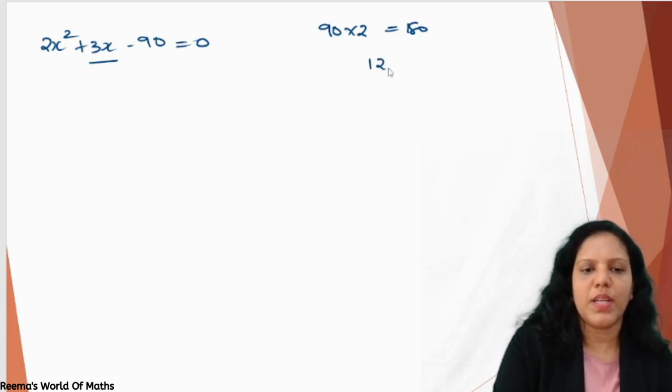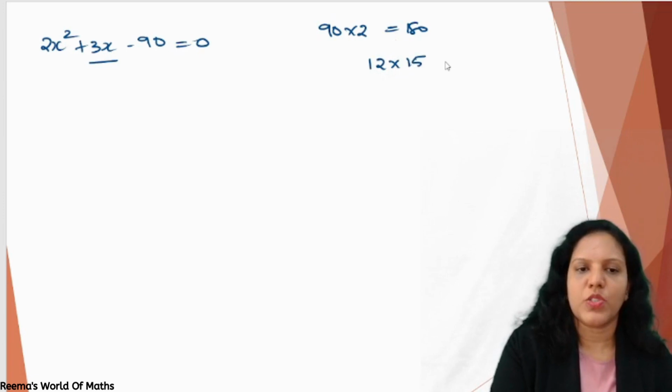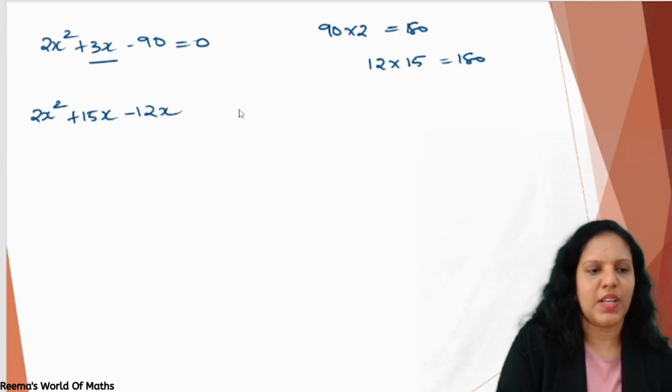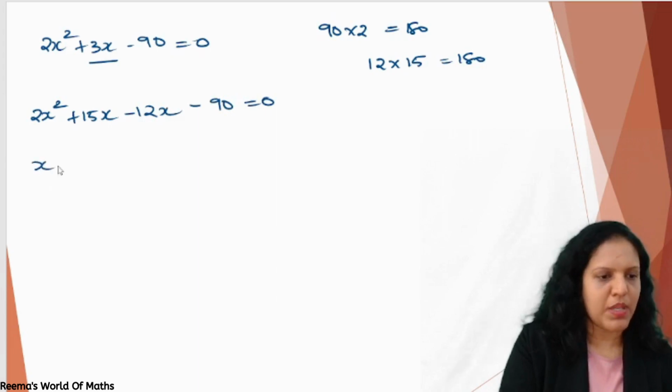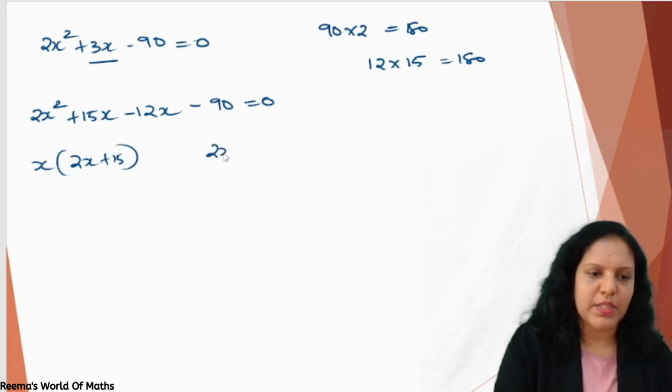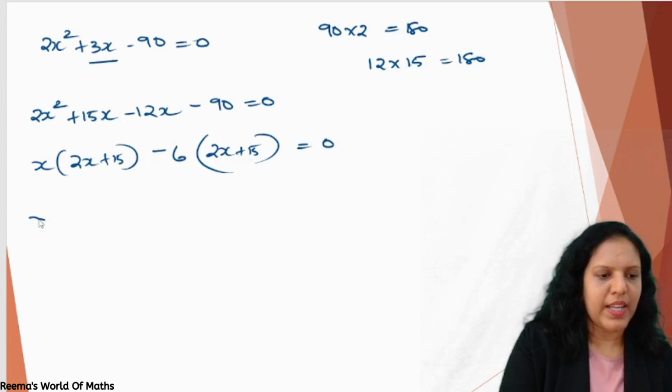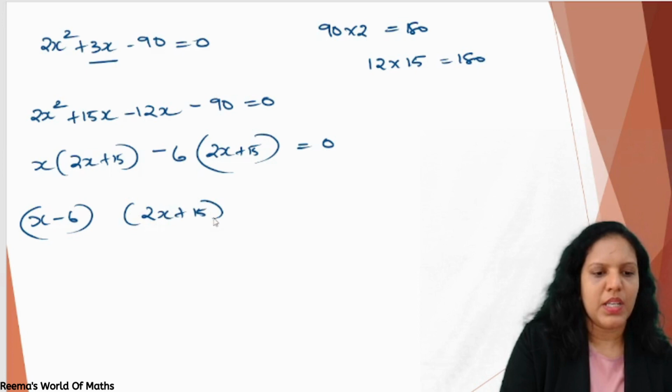So we can use 12 multiplied by 15. It also gives you 180. So we can write 2x squared plus 15x minus 12x, which gives you plus 3x as well, minus 90 equals 0. So we can take x common, that will be x multiplied by 2x plus 15, and 2x plus 15 will be common, and we can take minus 6. So that will be x minus 6 multiplied by 2x plus 15 equals 0.